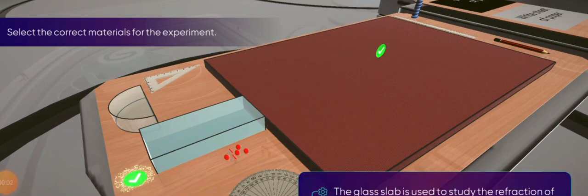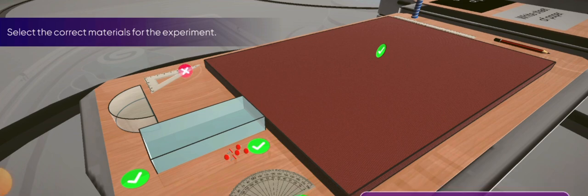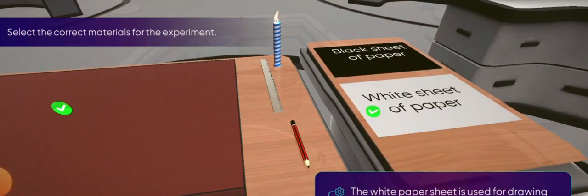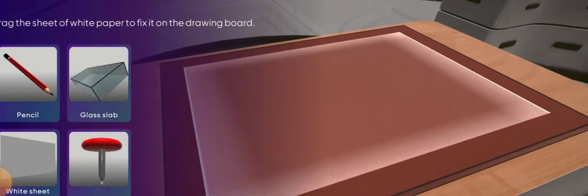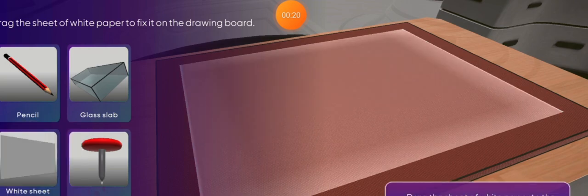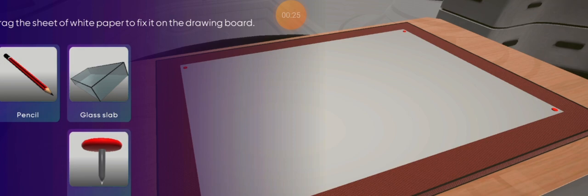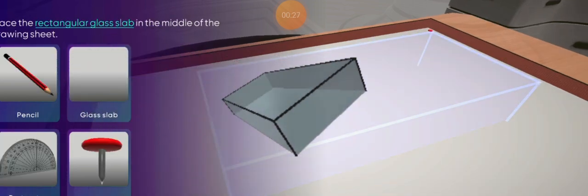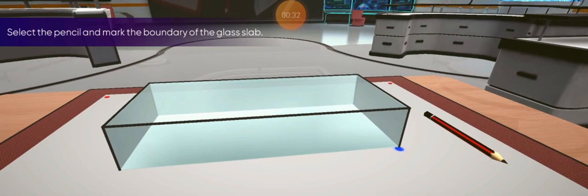The materials required for tracing the path of a ray of light through a glass slab are being selected here. Step 1, putting the sheet of paper and then putting the glass slab on the sheet of paper and then using a pencil drawing the outline.